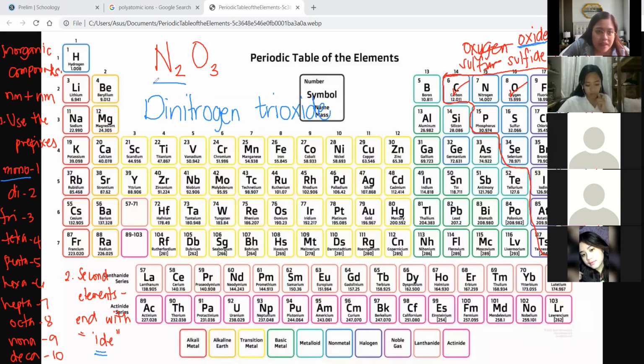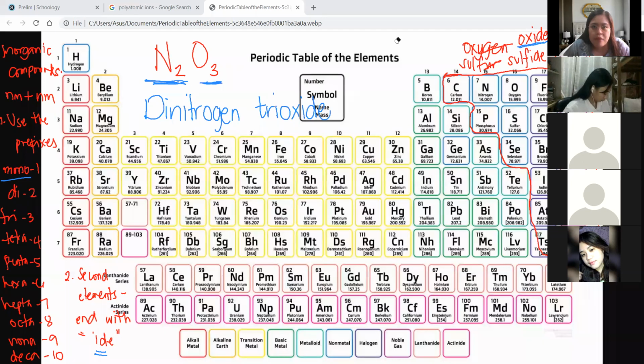So again, maggamit na tag prefix ha diri sa first element kapag ka 2 or more na siya. Diri sa second element, always ginabatangan og prefix. Tapos, ilisa nato ang ending ug IDE. So, kung nakita ninyo, nitrogen also is a non-metal. So, kailangan nato mo gamit og prefixes. I hope clear na siya. Gamiton lang nato ning prefixes if it is between non-metal and non-metal.